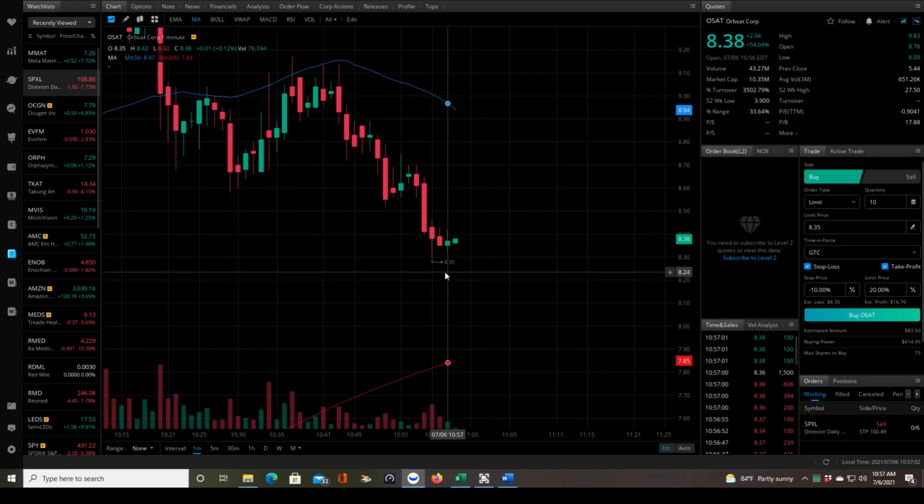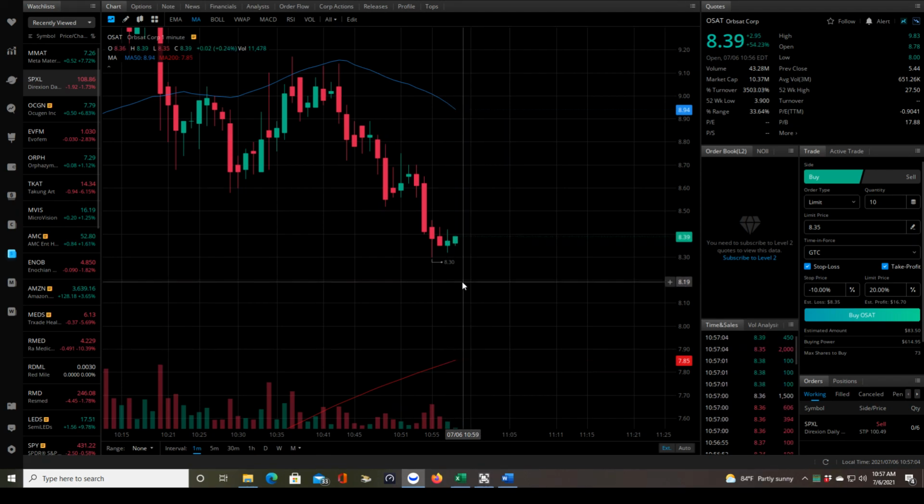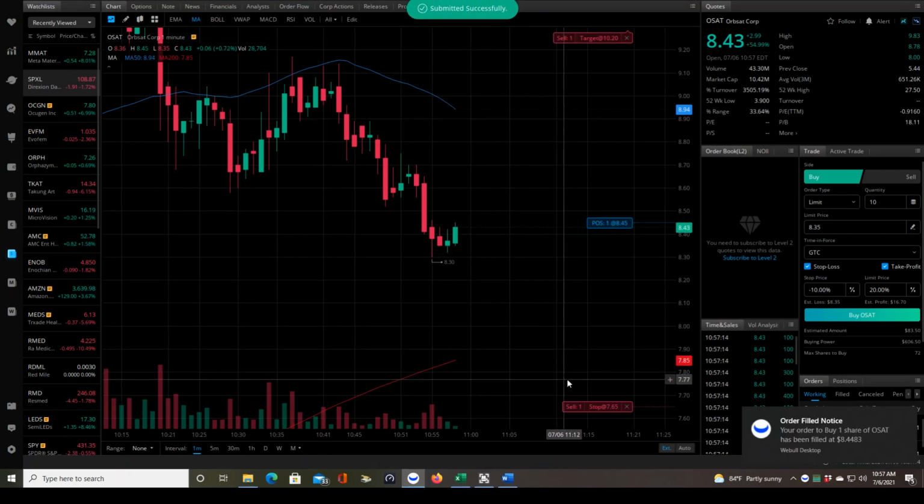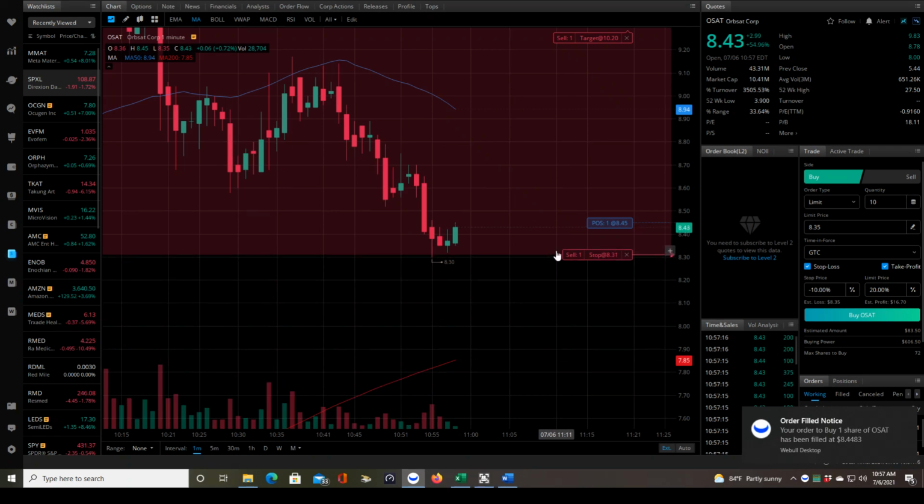So let's see. We want to see 843 or better. And you can see the candlesticks are forming nicely in this version. As soon as I see 843, I'm going to trigger my hotkeys to get in. There it is right there. Okay, good. Now I'm going to bring my stop loss up to the low of the previous candle.